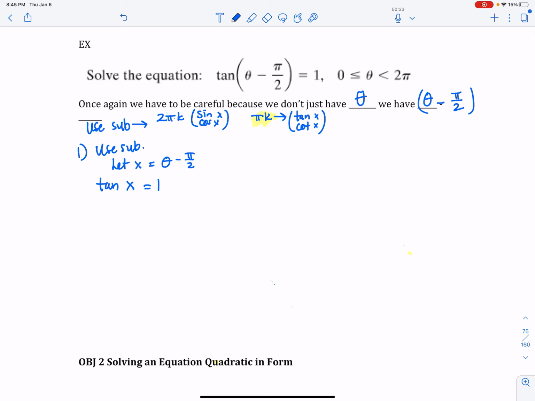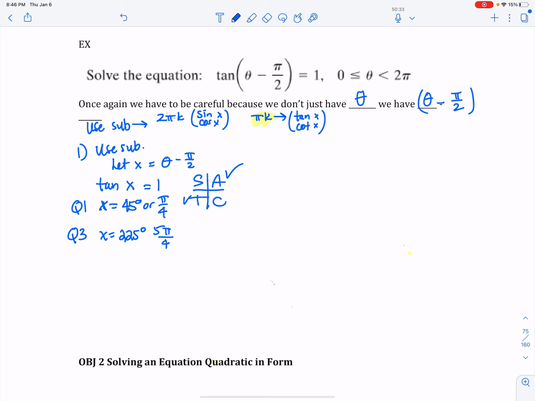So if I plug in x for theta minus pi over 2 into the original equation, I get tangent x equals 1. So I know that tangent is positive in quadrants 1 and 3, and tangent equals 1 at 45 degrees. So that's my first one. x equals 45 degrees, or pi over 4. And in quadrant 3, x is going to equal 225 degrees, or 5 pi over 4.